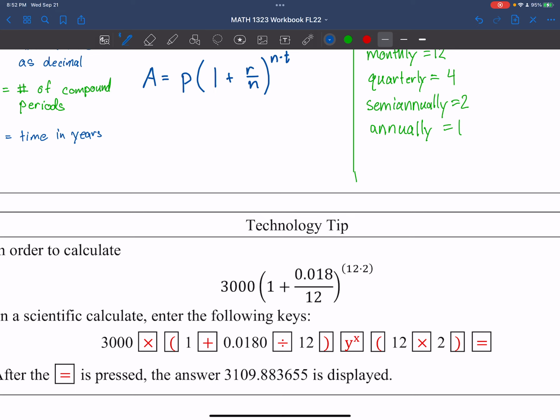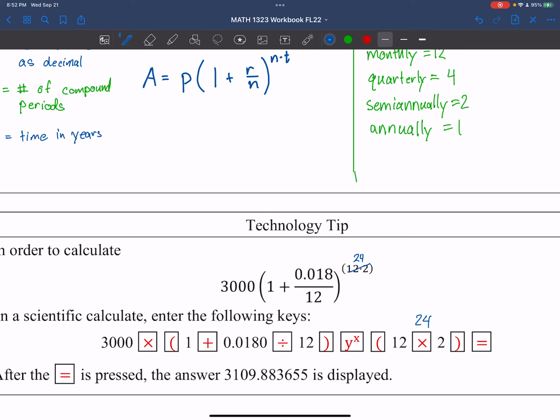So what I'd always recommend up front is just to go ahead and compute this: 12 times 2 is 24. That just takes away one of the button presses, so then you only have to do the 24 here instead. So that would be my recommendation.